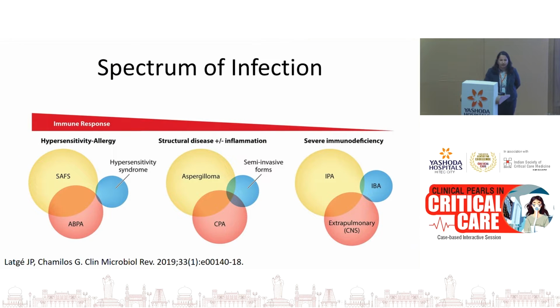As we know, aspergillosis has a wide spectrum of manifestations. When the immune system is intact, it would present as allergic bronchopulmonary aspergillosis or a hypersensitivity syndrome. When there is some structural disease or inflammation, it may manifest as aspergilloma, chronic pulmonary aspergillosis, and semi-invasive forms. But when the immune system is very much suppressed, it may present as invasive pulmonary aspergillosis, invasive bronchopulmonary aspergillosis, and even extrapulmonary manifestations like involving the CNS.